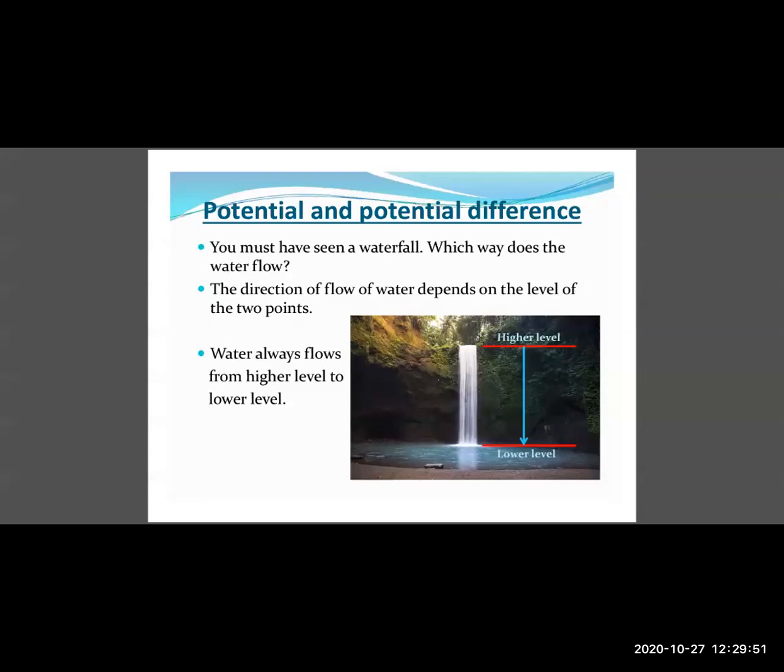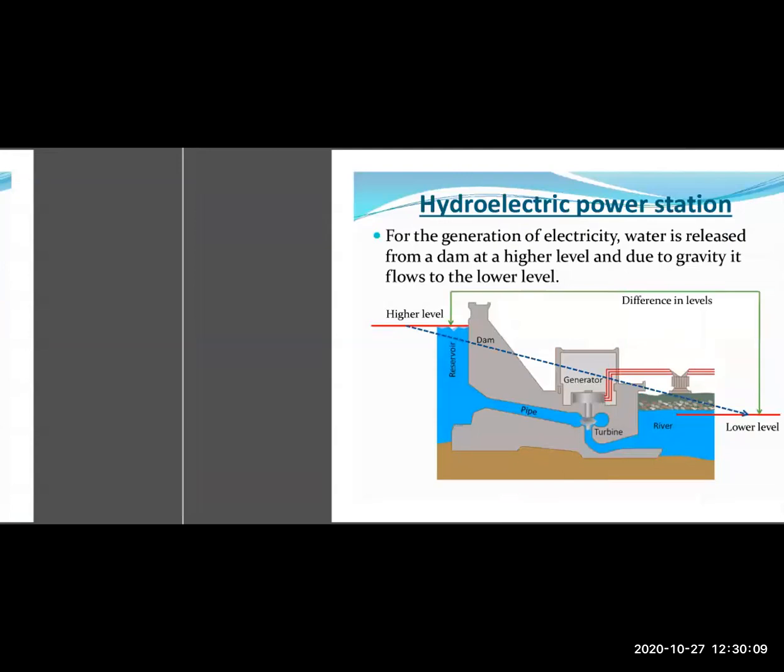So we are going to relate electricity to such an example. Electricity also will flow from a point of higher energy to a point of lower energy. This is important, you need to keep this in mind. Water always flows from higher energy to a point of lower energy, and electricity is also one kind of flow. Let us go on further.